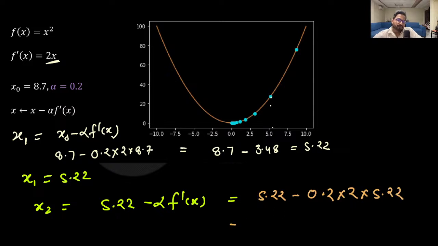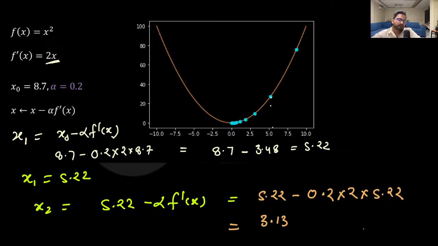Now can you tell me what is the answer here? So 5.22 into 2 into 0.2, right? So which means 5.22 into 0.4, and then that has to be subtracted from 5.22. So it is going to be 3.132. Okay. So which means now the next point is something like this, 3.13. And then you keep on doing it. Keep on doing it till you get to 0.